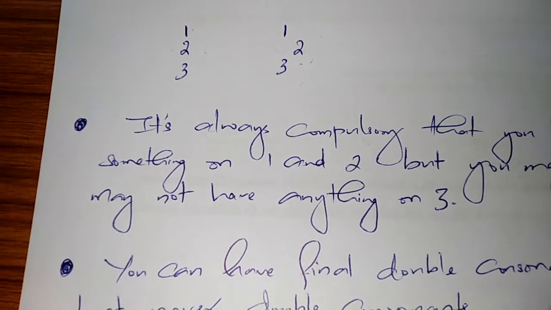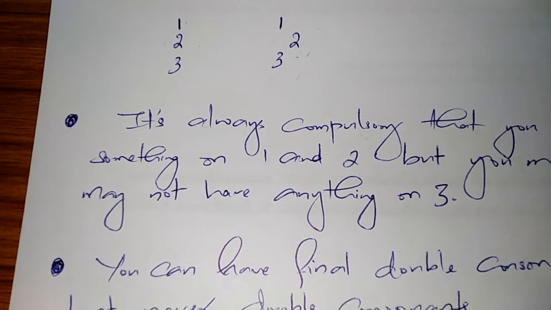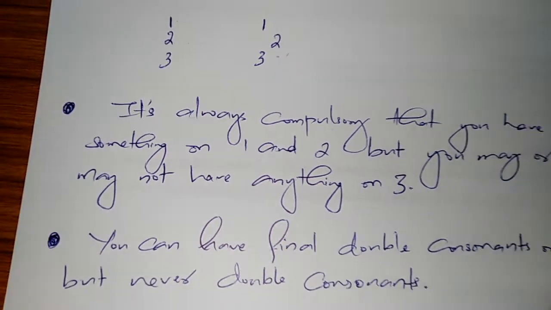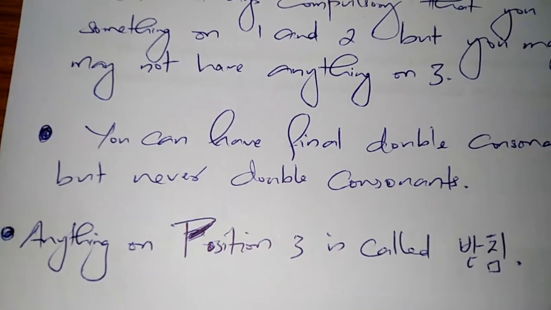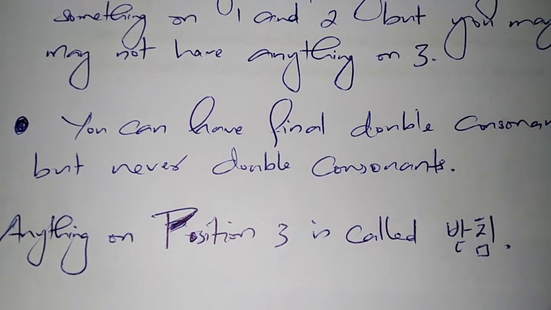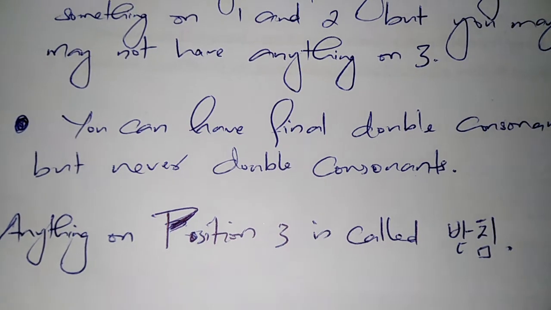And once again, it's okay if you don't understand what I'm saying. Once you learn the alphabets, you'll understand that. Another thing is, anything you have in position number 3 is called bachim.